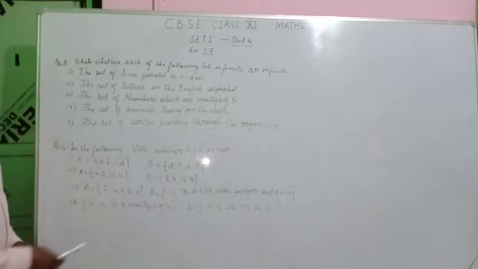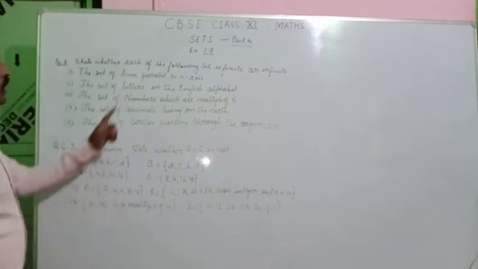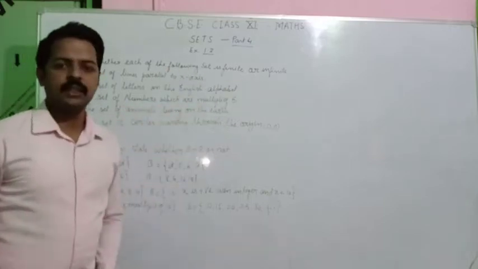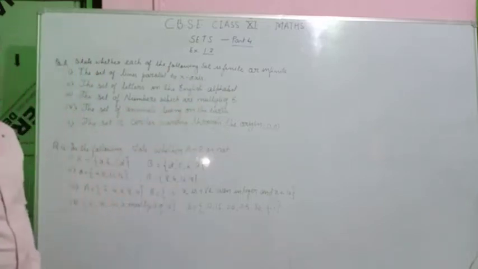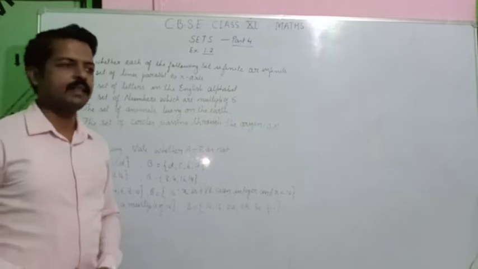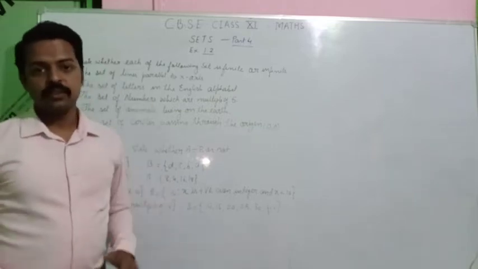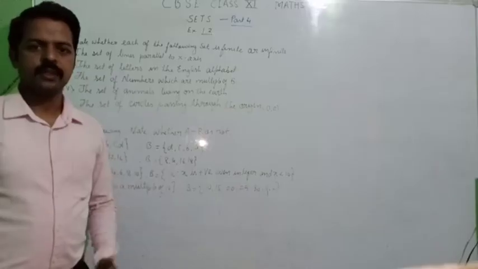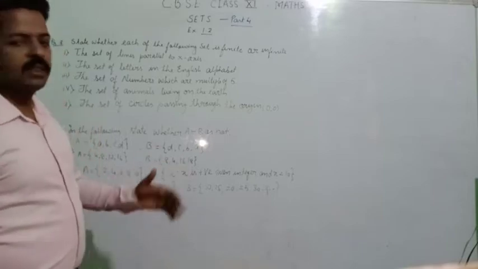What does it say: state whether each of the following sets is finite or infinite. As I said before, finite sets are the sets whose elements can be counted.